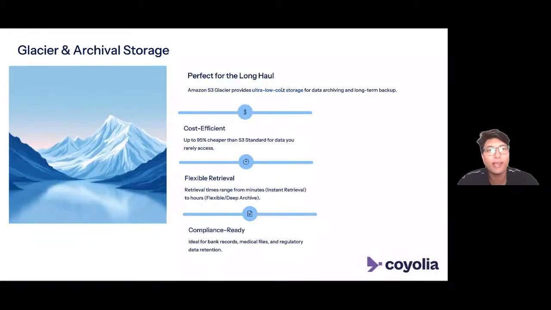So yeah, why are we going to use Glacier and archival storage? Very basic, very easy things that are perfect for the long haul, say hibernation mode, like a bear going into hibernation. We are going to access it very infrequently. Cost efficient: this is 95% cheaper. I was saying it is a little cheaper, but it is 95% cheaper than S3 standard for data that you rarely access.